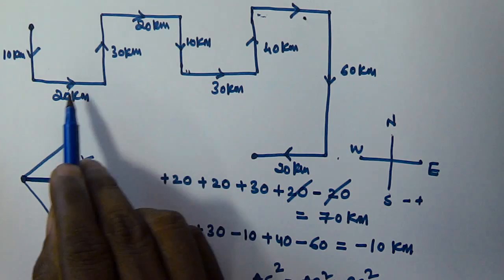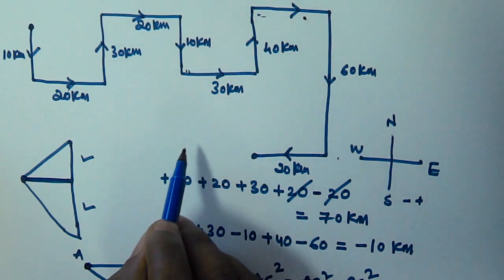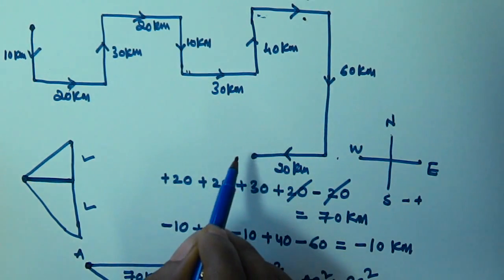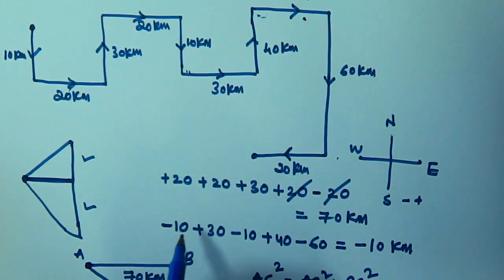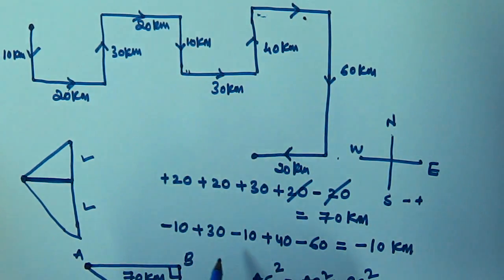Whenever you get this kind of problem, you have to find the net distance he traveled horizontally and the net distance he traveled vertically, and then take both of them as the two sides of a right angle triangle, and then find the diagonal distance, and that will give the distance from the starting point to the ending point.